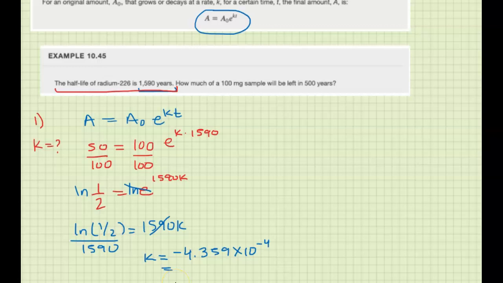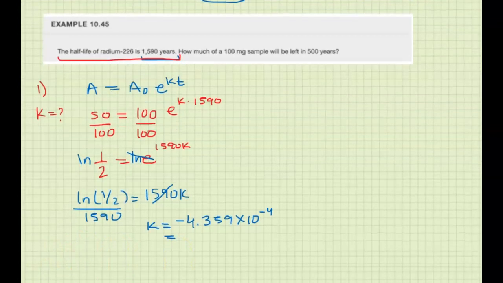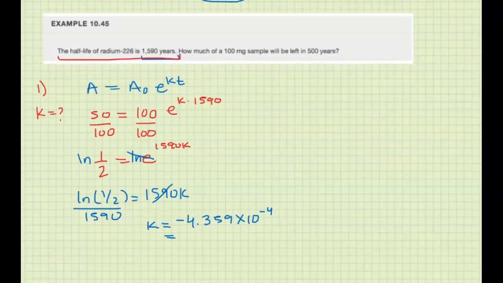Okay, this is scientific notation. We're going to write this. Negative 4 means you move the decimal 4 spaces to the left. So it's going to be negative 0.0004359. It's pretty small. Slow decay.